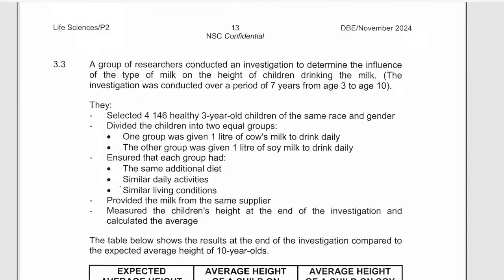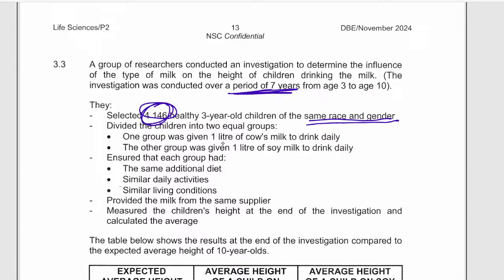Then they're saying that a group of researchers conducted an investigation to determine the influence of the type of milk on the height of children drinking milk. The investigation was conducted over a period of 7 years, from age 3 to 10. All these are answers. They selected 1,000 3-year-old children of the same age and gender, because this is reliability, splitting them into two groups.